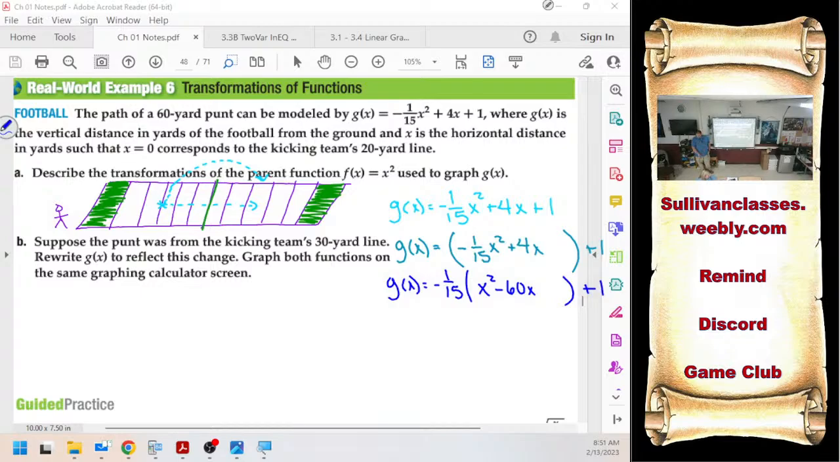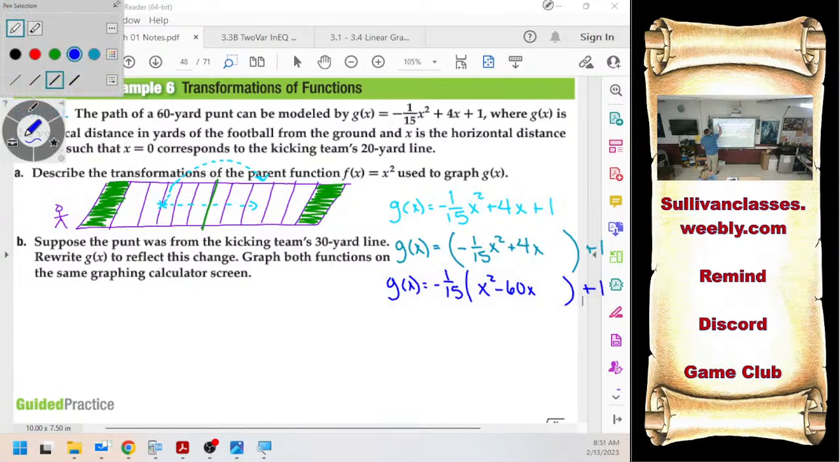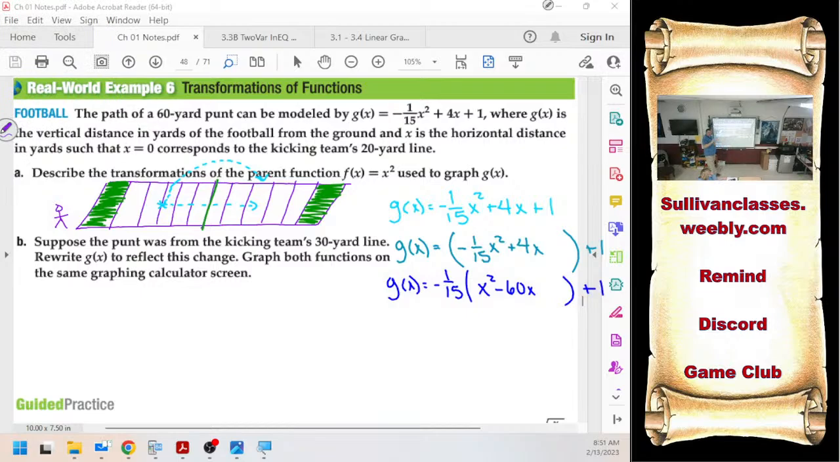Okay, now complete the square. What is the magic number I always add to complete the square? It's always the same thing. b over 2, squared. So right now, what is b? Negative 60. Half of that, negative 30. Squared, 900.